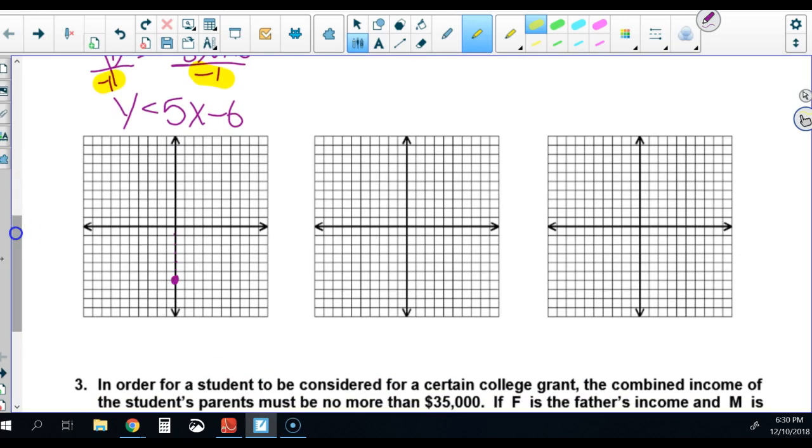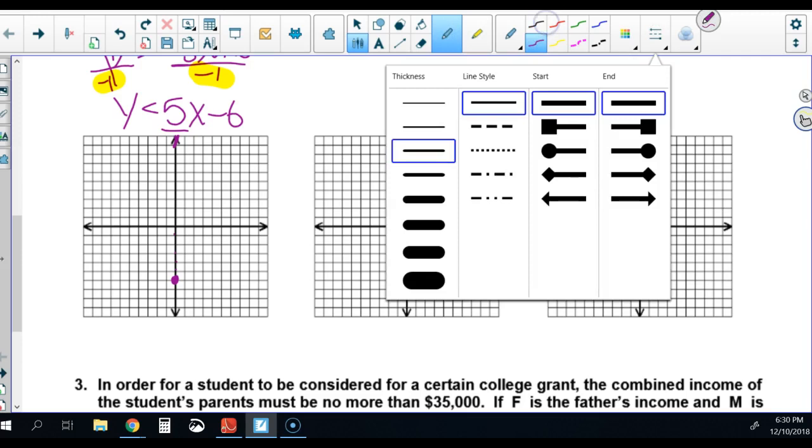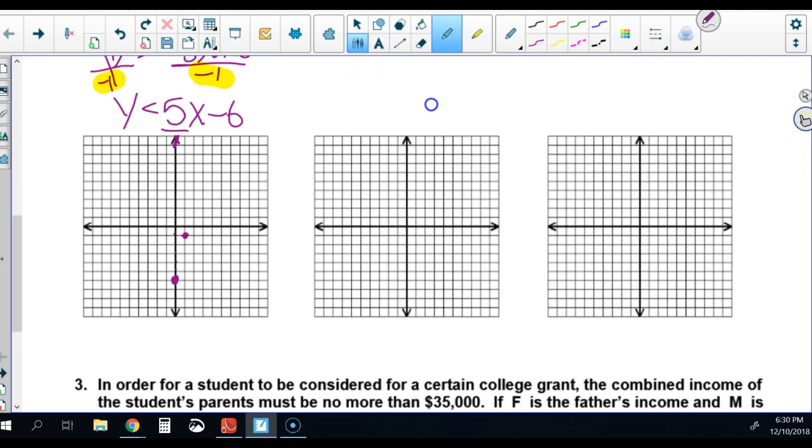Start at negative 6. 5 is 5 over 1. That's my slope. So up 5 over 1. Go back to purple. Up 5 over 1. Up 5 over 1. So there's my line. Very steep line. Less than tells me a dotted line and shade below the line.